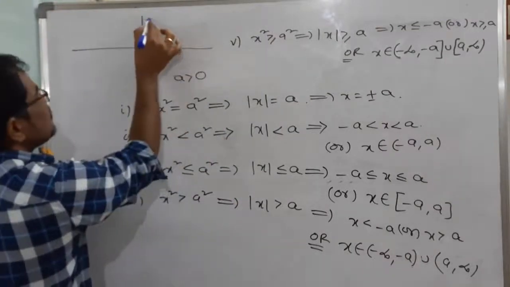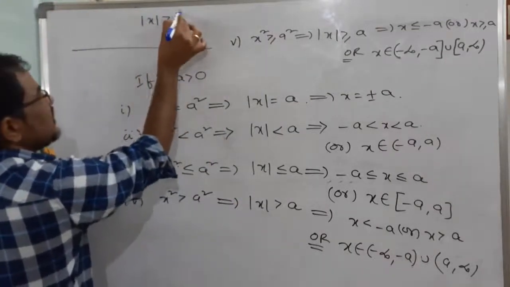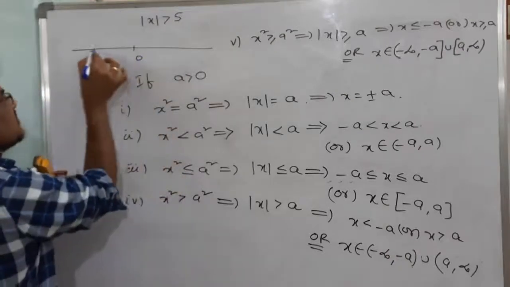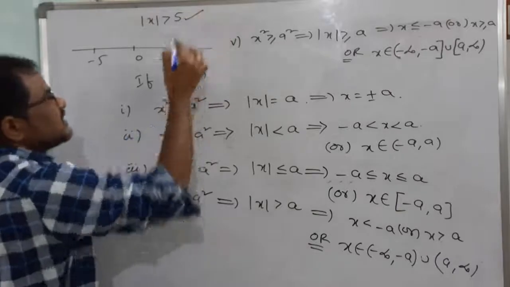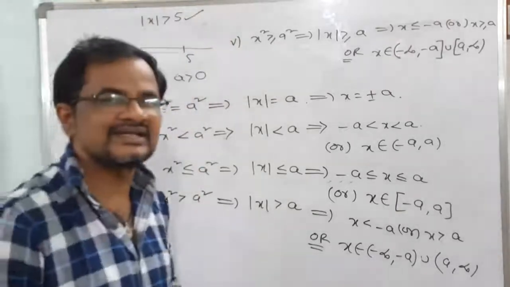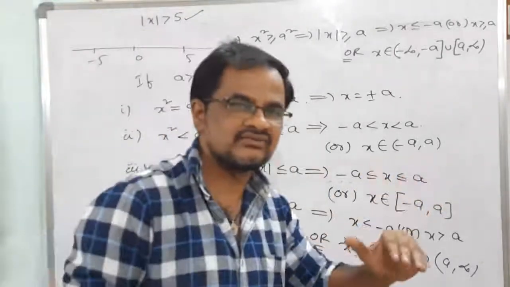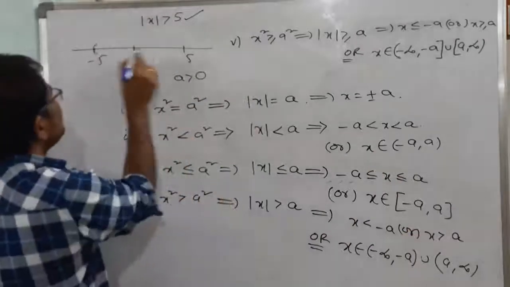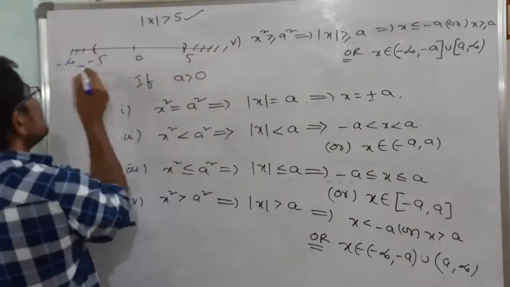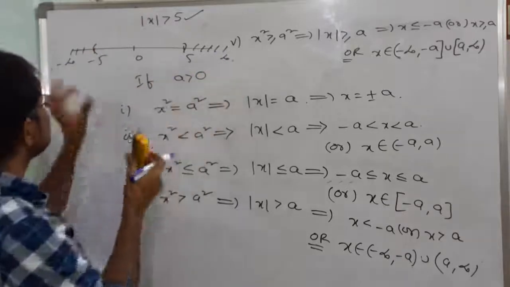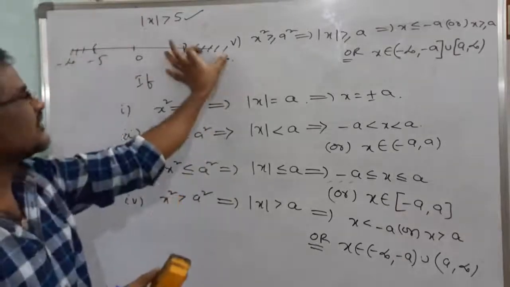Suppose mod x greater than 5 is there. Here origin is there, here minus 5 is there, here plus 5 is there. The meaning of mod x greater than 5 means x is located greater than 5 units on the left and right side of the origin. Means not between these two, here or here. So left side minus infinity, right side plus infinity. Means this area and this area we have to consider.